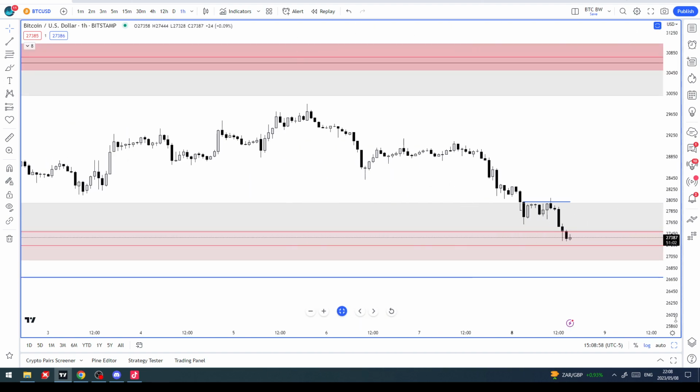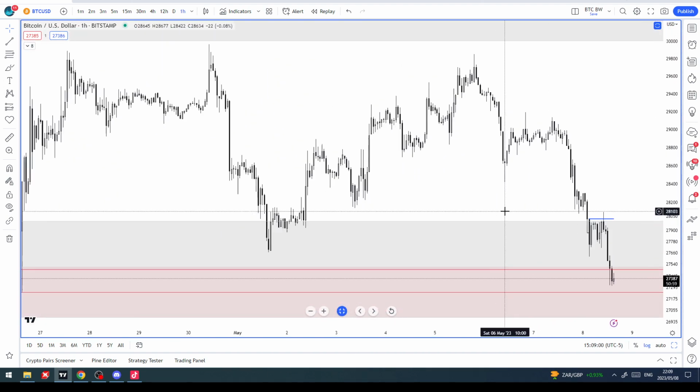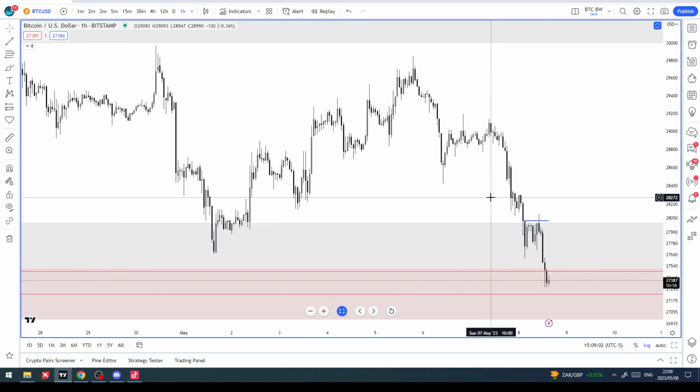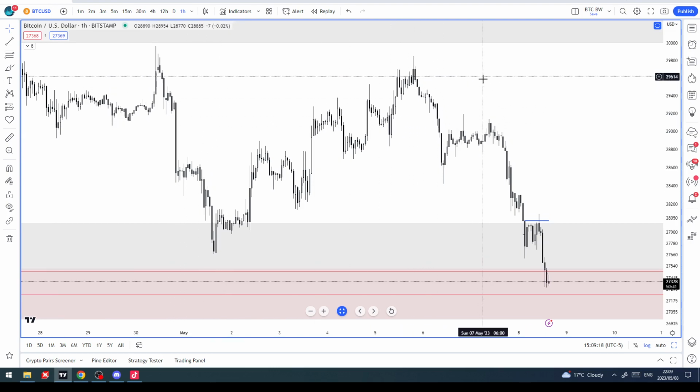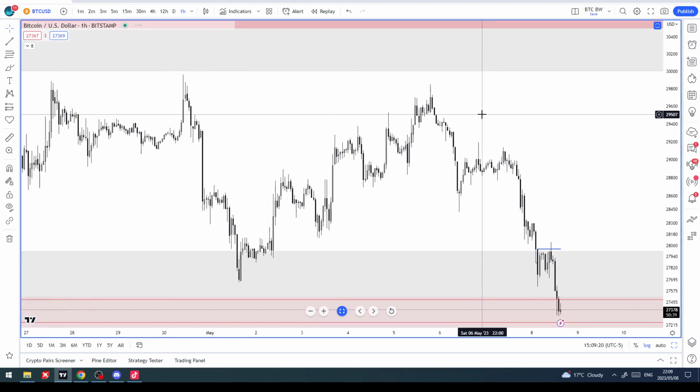On BTC, I would say M15 is your go-to for BTC. Ideally we wouldn't want to be trading M5. M5 is dangerous in BTC. M15 is safe. M30, H1, all good. Now, let's look at what happened here, right?